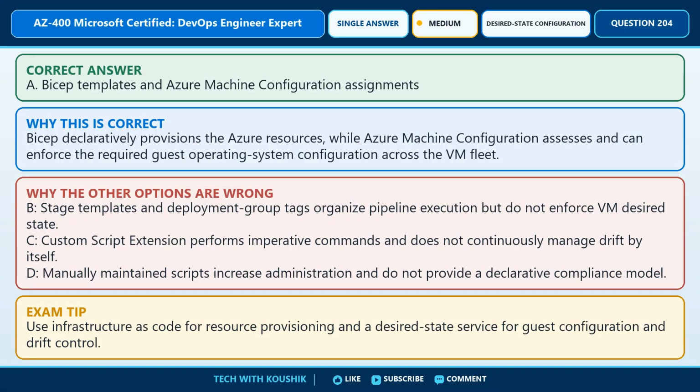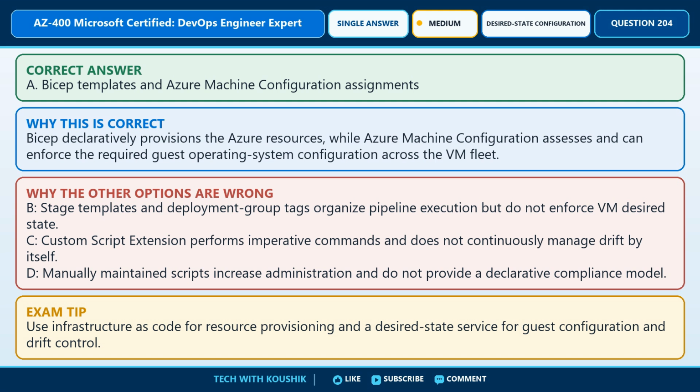The correct answer is option A, Bicep templates and Azure machine configuration assignments. Here's why. Bicep declaratively provisions the Azure resources, while Azure machine configuration assesses and can enforce the required guest operating system configuration across the VM fleet. Why are the other options not correct?